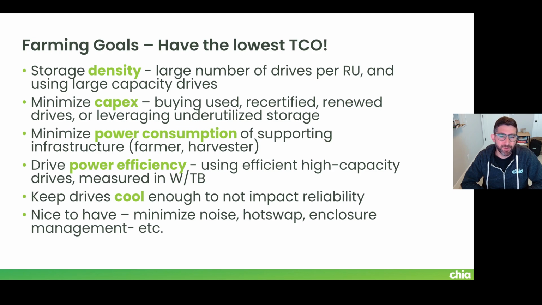You want to minimize power consumption of supporting infrastructure. So you want your farmer and harvester and your JBOD and all this stuff to not consume more power than it needs to, because the only thing you make money on in Chia is the amount of storage capacity you're putting to the network. So everything else is utterly irrelevant. It's really just supporting infrastructure to be there. So in a very well and power efficient farm, you want the majority of power coming from the drives themselves. And you want to keep the drives cool enough to not impact reliability.